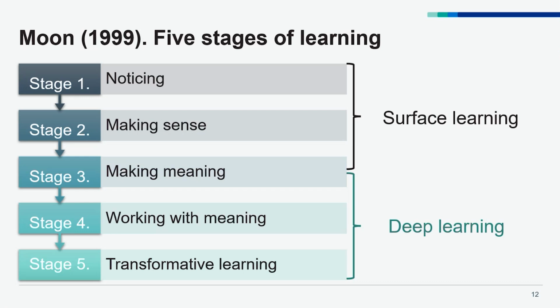And then at stage 5, what is referred to as transformative learning is where they change practice in light of that reflection. They formulate new ideas and actually start to implement those new ideas of their own, and adapt their practice according to those reflections.